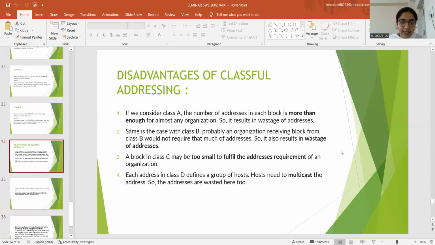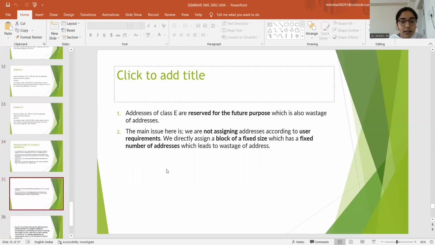A block in class C may be too small to fulfill the address requirement of an organization. Each address in class D defines a group of hosts that need multicast, so the addresses are wasted here too. Addresses of class E are reserved for future purposes, which is also wastage of addresses. The main issue here is we are not assigning addresses according to user requirements. We are directly assigning a block of a fixed size, which has a fixed number of addresses, which leads to the wastage of addresses.